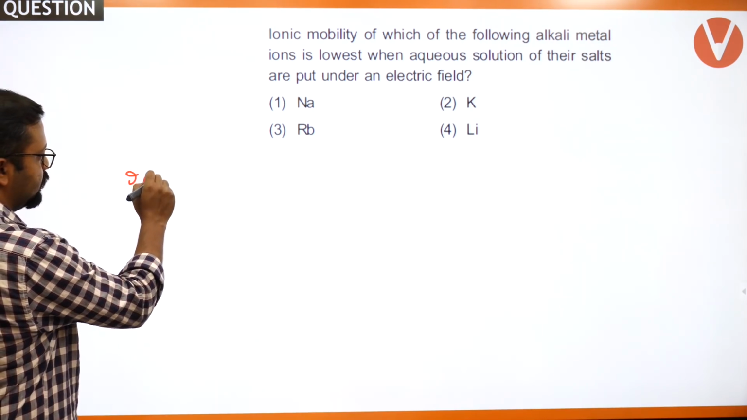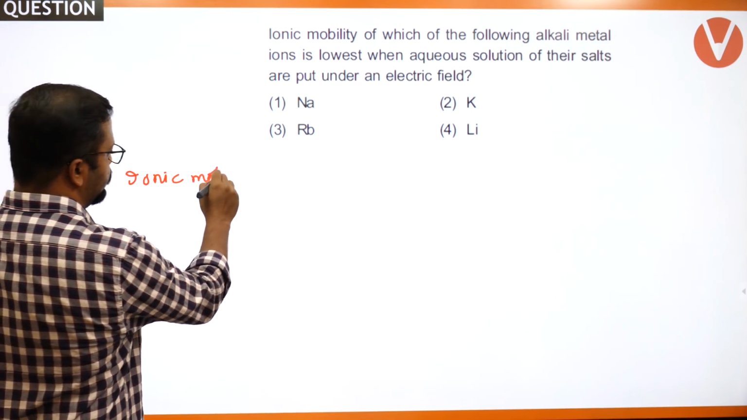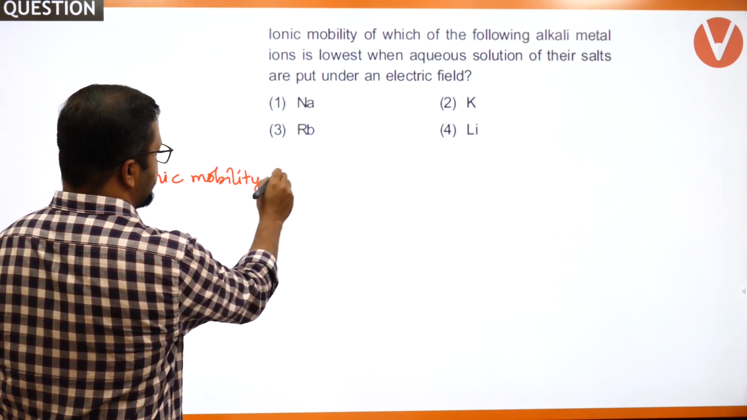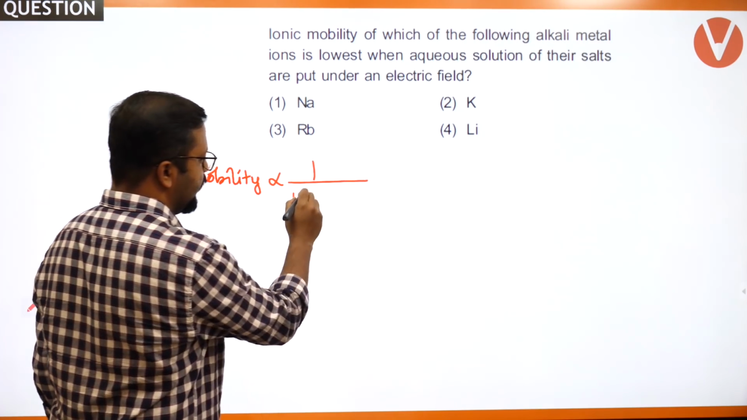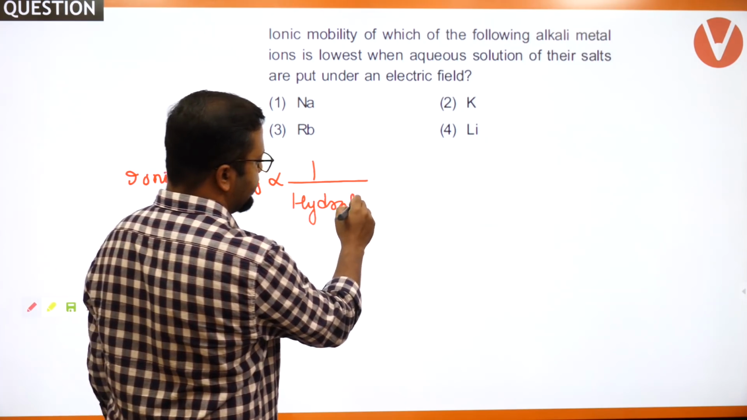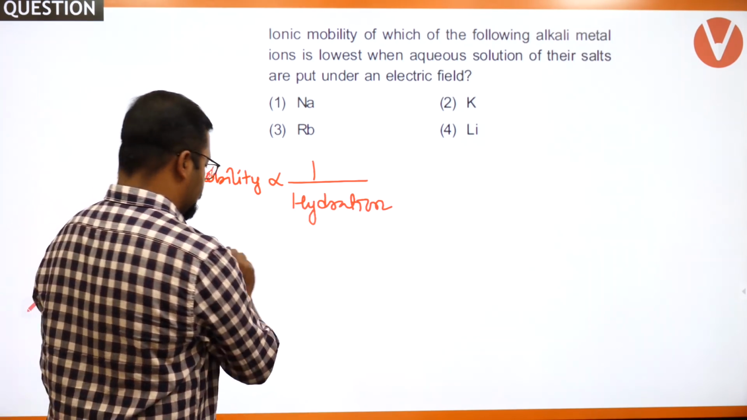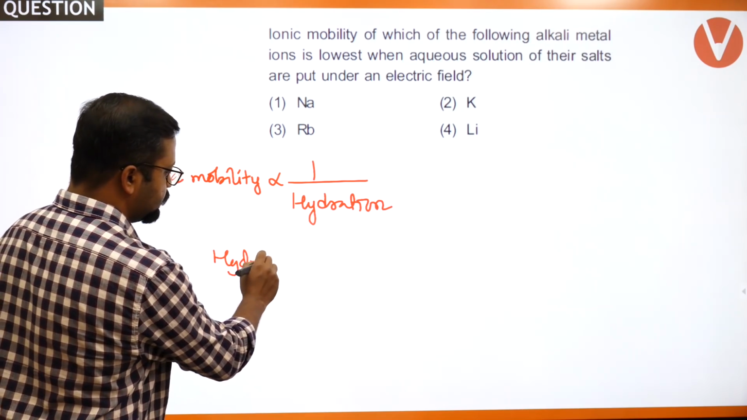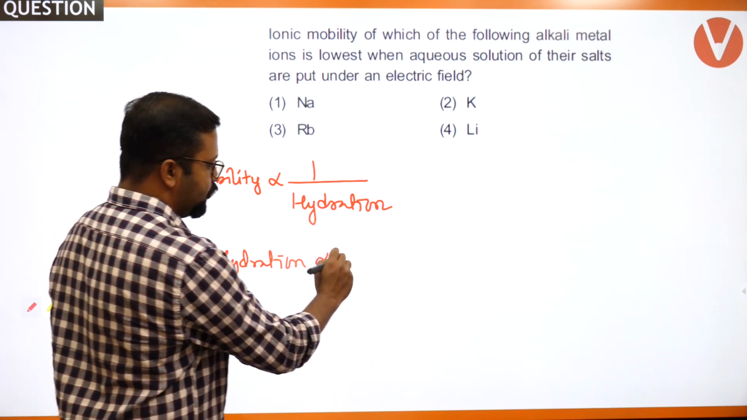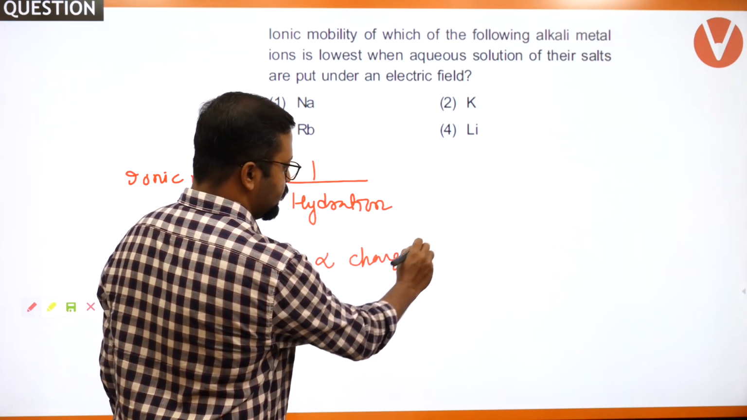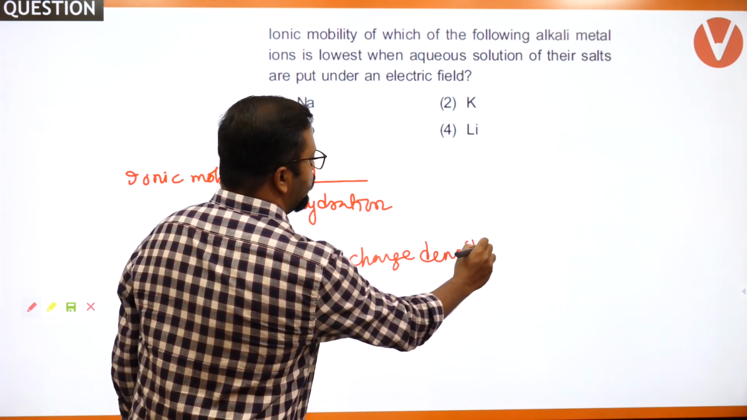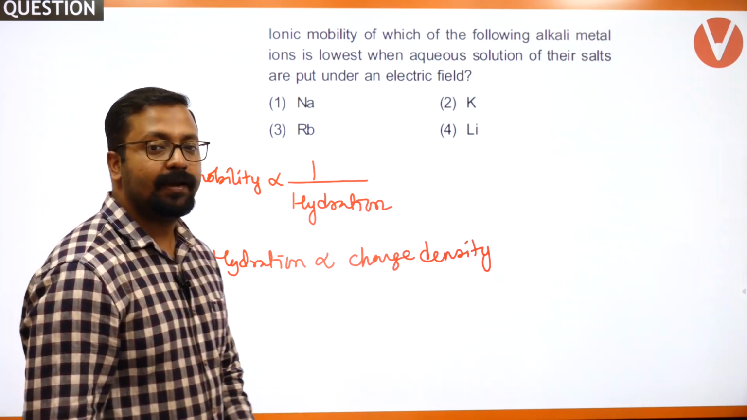Ionic mobility is inversely proportional to hydration. Okay, hydration is directly proportional to charge density, which is charge per unit volume.